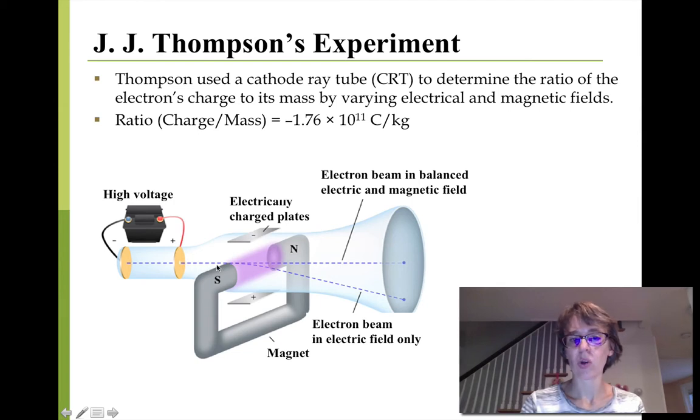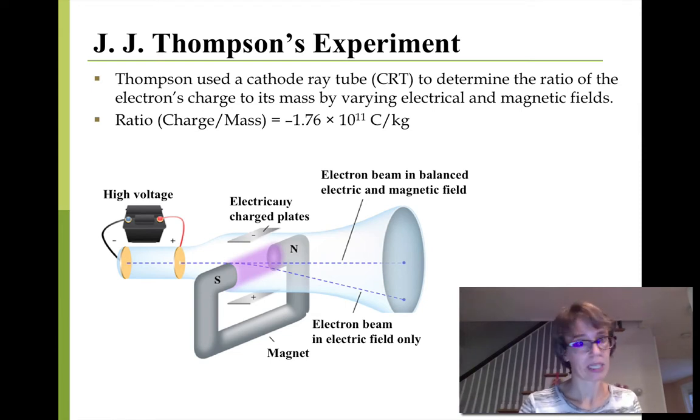And when there was only the secondary electrical field, so that's the field generated by these electrically charged plates here, the electron was deflected because it was attracted to that positive plate. But if there was a magnetic field at the same time that was kind of equal in magnitude, that could balance out that electron and make it go straight. And if there was only a magnetic field, that would have a similar deflection.